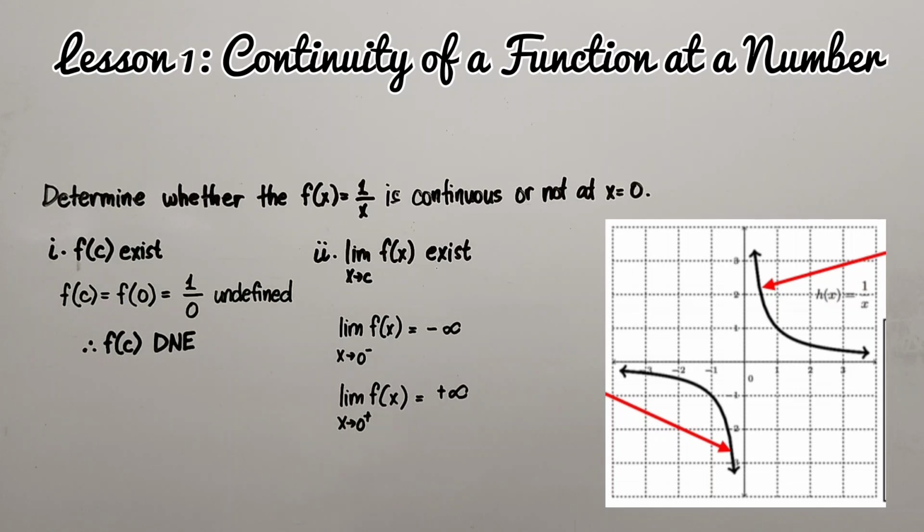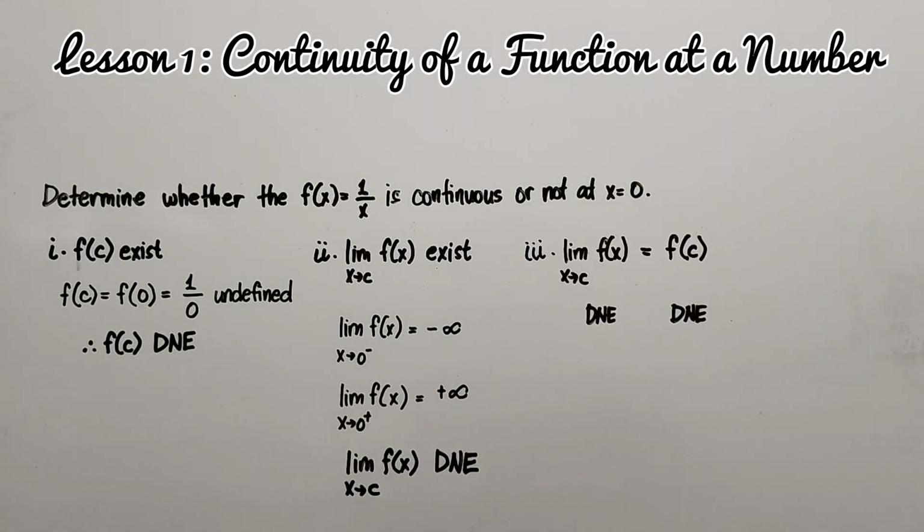For the second condition, the limit of f of x as x approaches c exists. Take note on the graph that the limit of f of x as x approaches 0 from the left is going to negative infinity, that is going downward. Therefore, the limit here is negative infinity. And for the limit of f of x as x approaches 0 from the right, take note of the behavior of the graph that it is going to positive infinity. Therefore, the limit from the right is positive infinity. Since the left-hand limit and the right-hand limit are not equal, the limit of f of x as x approaches c does not exist.